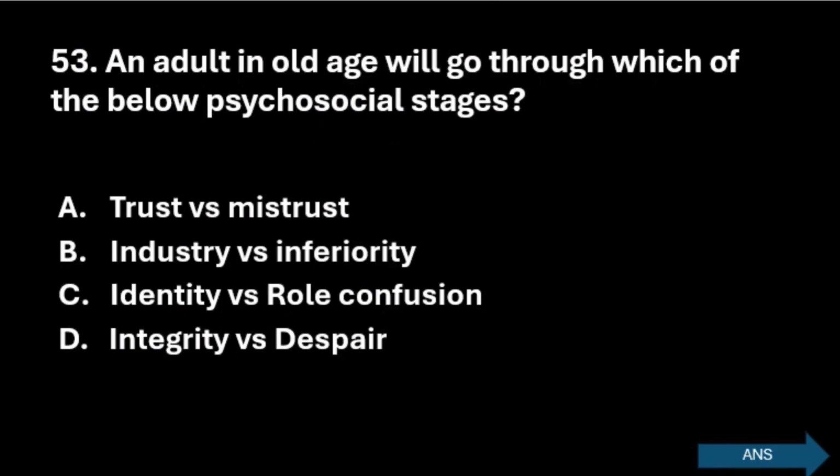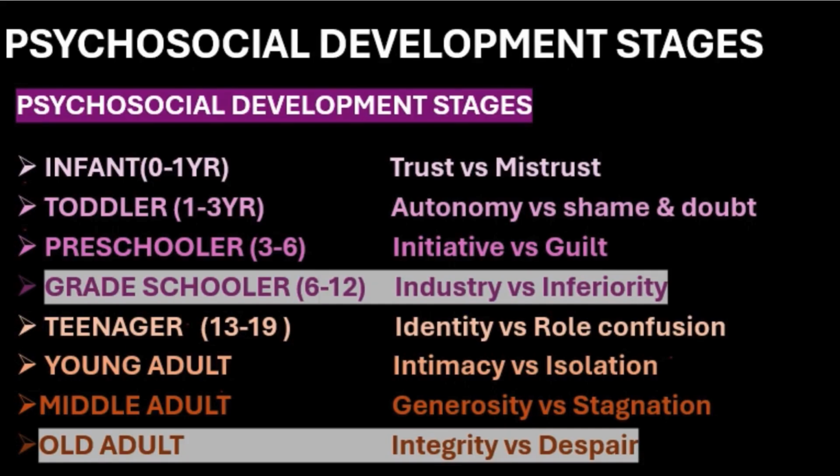Next question. An adult in old age will go through which of the below psychosocial stages? Option A, trust versus mistrust. Option B, industry versus inferiority. Option C, identity versus role confusion. Option D, integrity versus despair. The right answer here is option D, integrity versus despair.